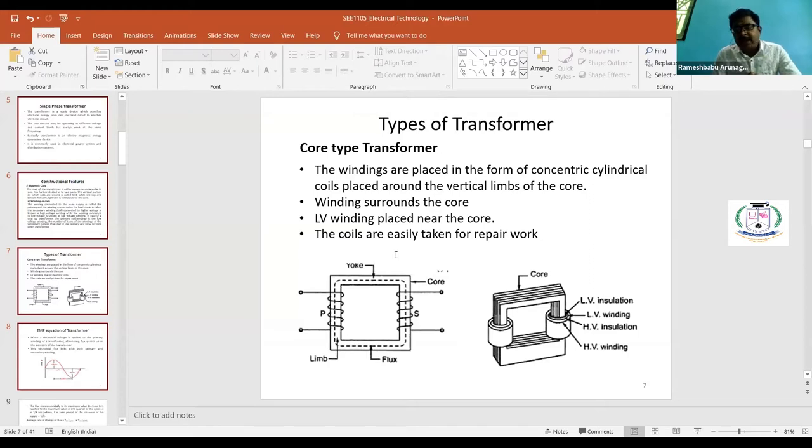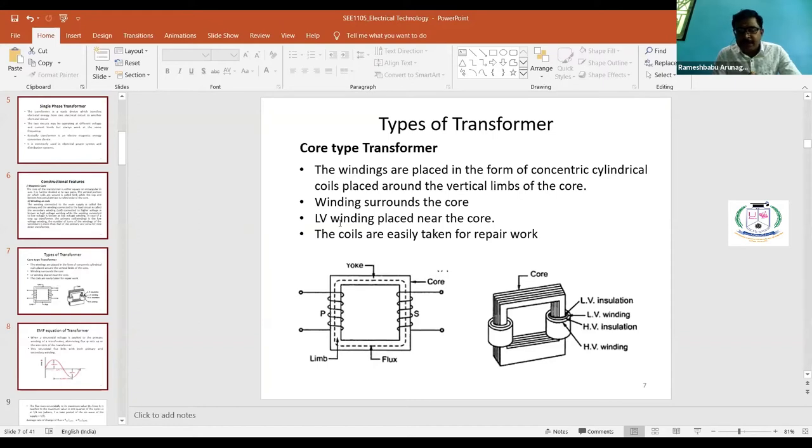Normally, high rating machines use core type transformers. For a lower rating we use shell type transformers. In our electrical machines laboratory, we are using shell type transformers only, but for higher rating machines we go for core type transformers. Okay, so they will ask two more questions: the difference between core type transformer and shell type transformer.